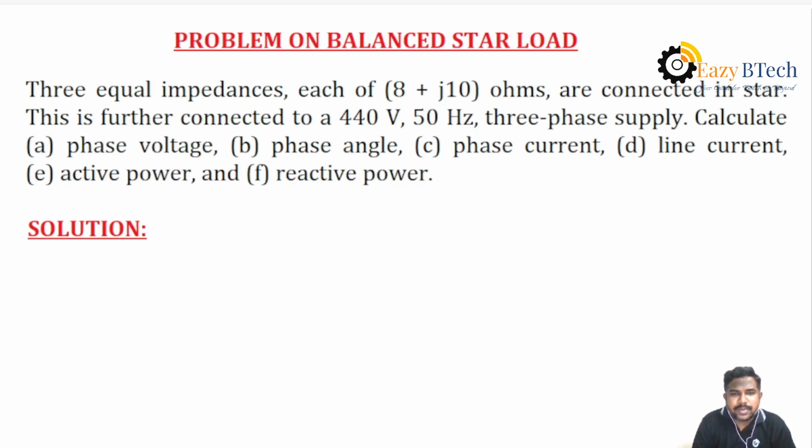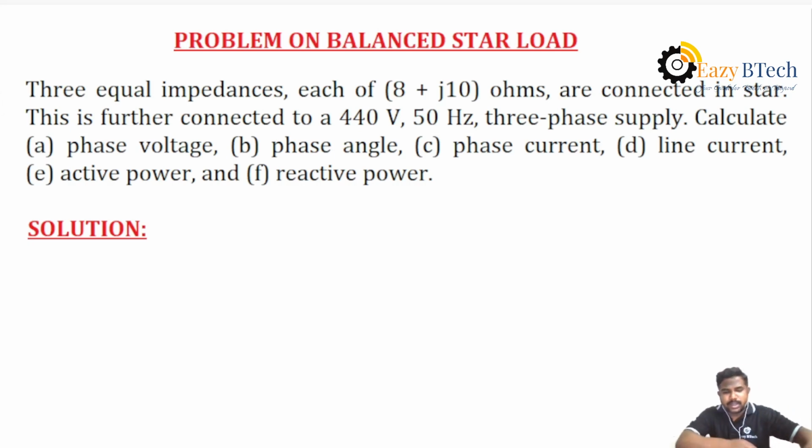For example, I am taking one problem: three equal impedances of 8 plus J10 ohms are connected in star. Then that star load is connected to a 440 volts, 50 Hz three phase supply. Hence calculate the three phase parameters: phase voltage, phase angle, phase current, line current, active power and reactive power.